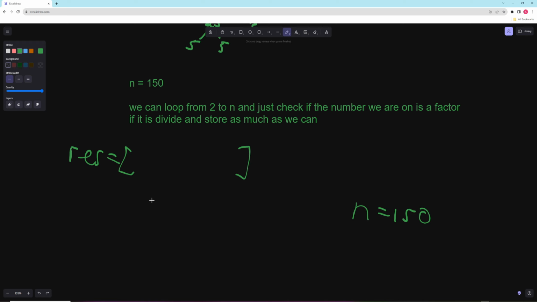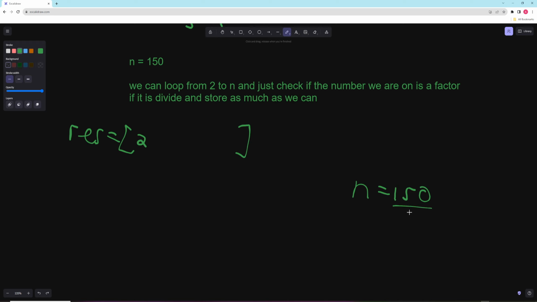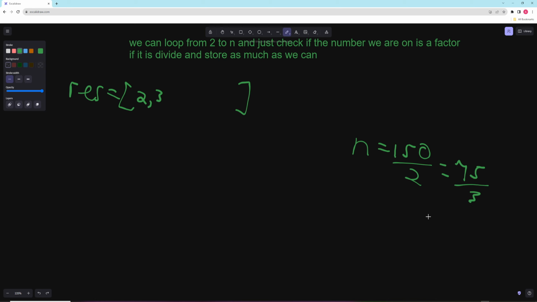So essentially what we'll do is we'll say, okay, if it's a factor, we'll write it in, and we'll take our 150 and just divide by 2. So we get 75. Then we try again. Is 2 a factor of 75? No, it's not. So we'll go to the next number, 3. Is 3 a factor of 75? Yes, it is. So we're going to write in 3. We're going to divide 75 by 3. Now we'll get 25. Then we'll try again, because you can have a bunch of 3s, right?